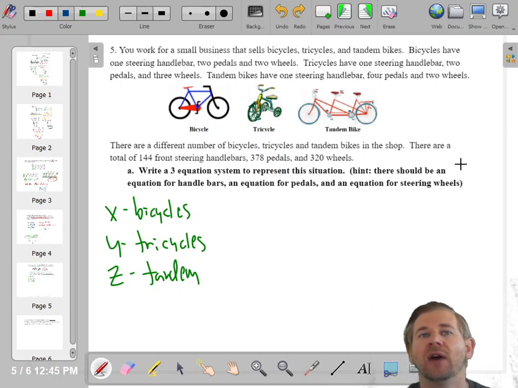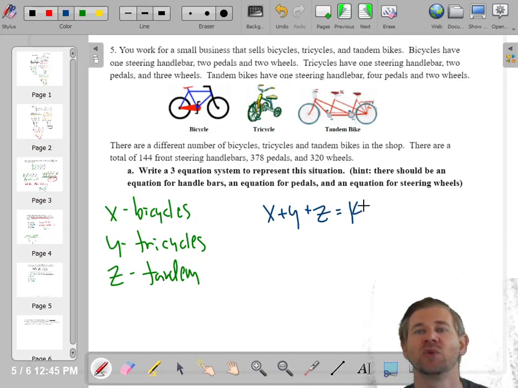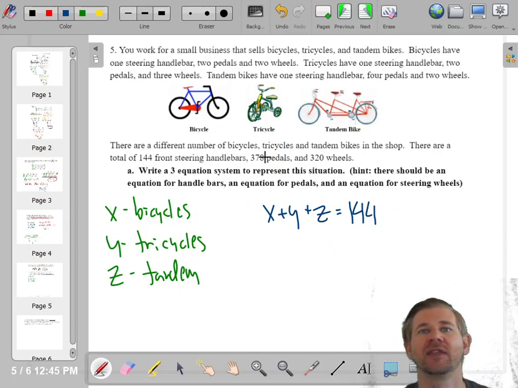It says, first of all, there are a different number of bicycles. There are 144 handlebars. Each bike has 1 handlebar, so that's actually not too bad. We're just going to have to say x plus y plus z. There's 1 handlebar on a bike, 1 on a trike, 1 on a tandem bike, and that gets you 144 handlebars. So that means there's 144 bicycles, or 144 wheeled transport vehicles. That's our first equation.